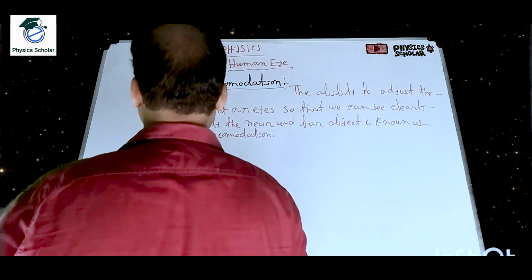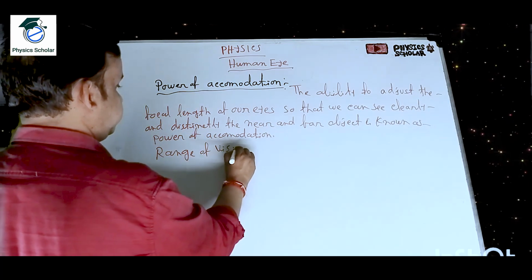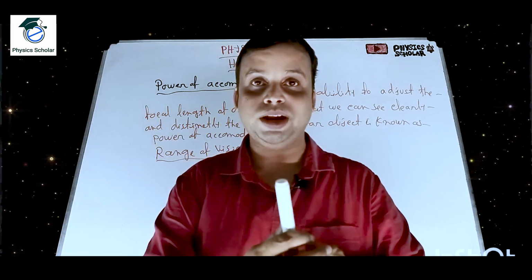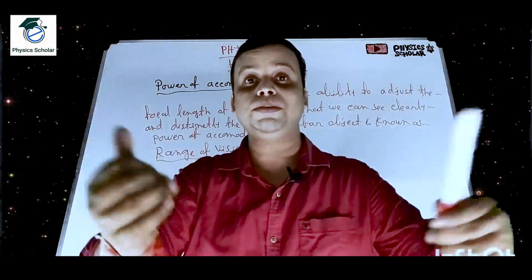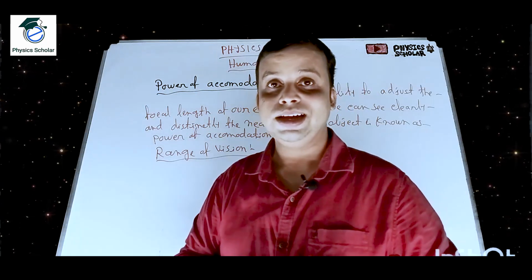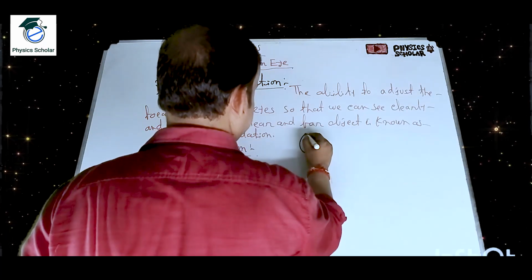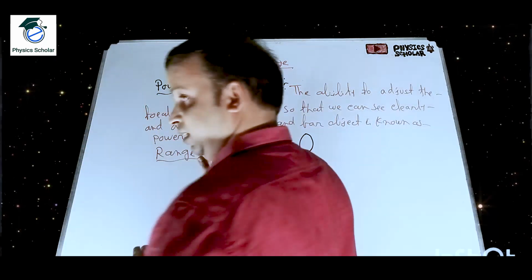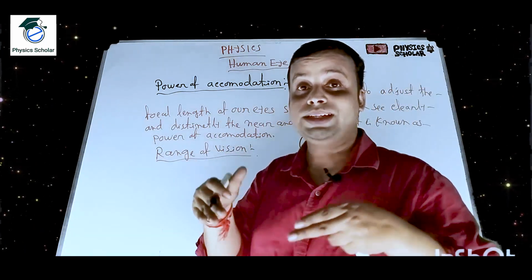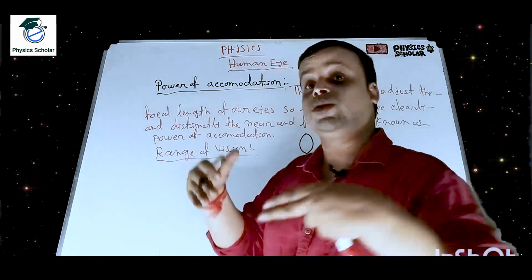Now, the range of vision. That means what should be the minimum distance of the object so that we can see it properly, or what should be the maximum distance of the object so that we can see it properly. Even if the power of accommodation is normal, there is still a certain limit. The lens cannot be made thicker as much as possible. It has a certain limit, a maximum converging power. It cannot have more than that level.